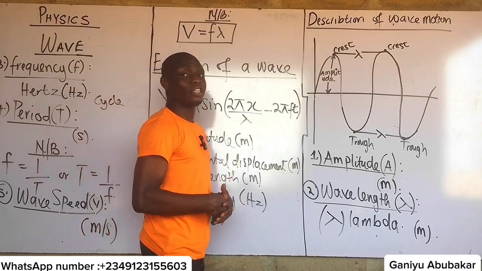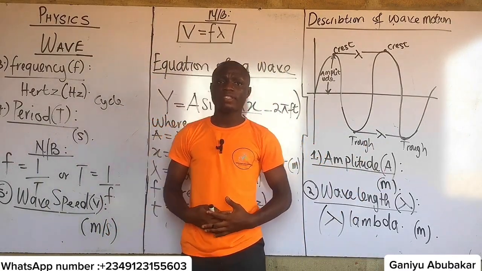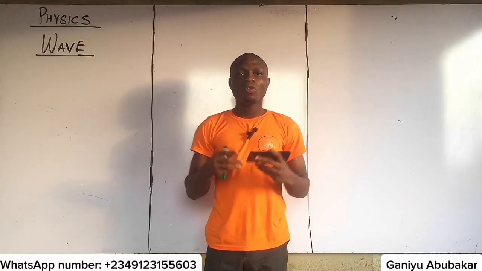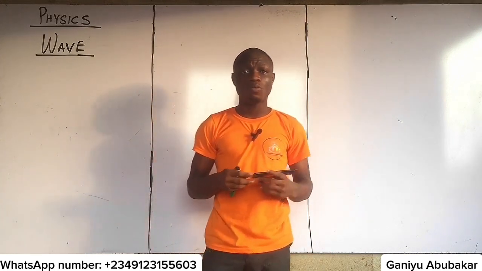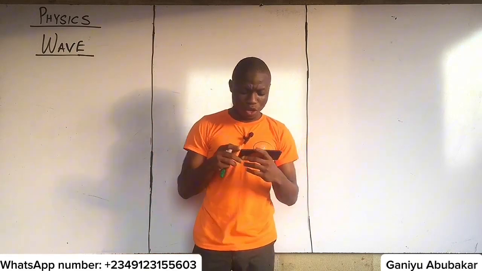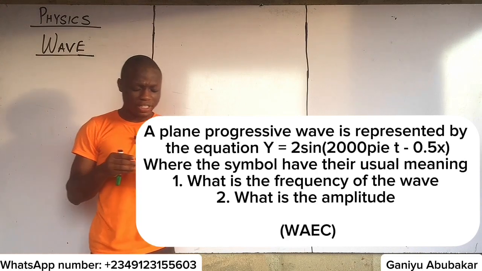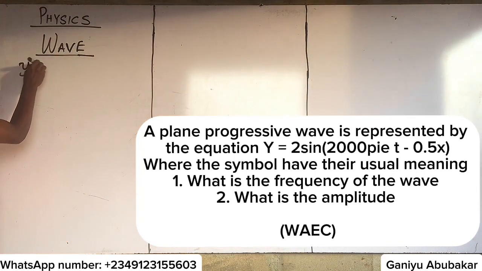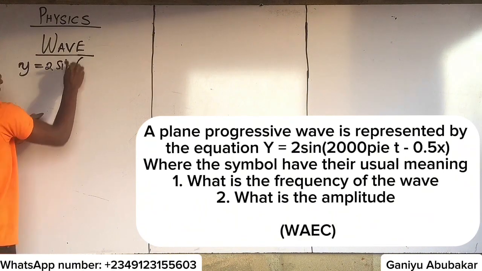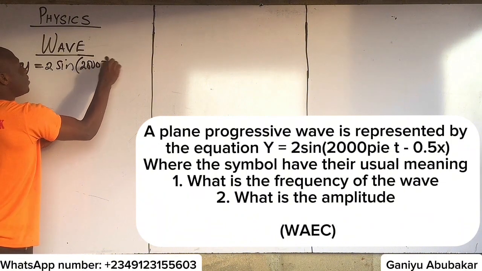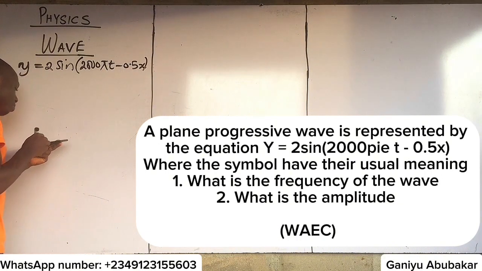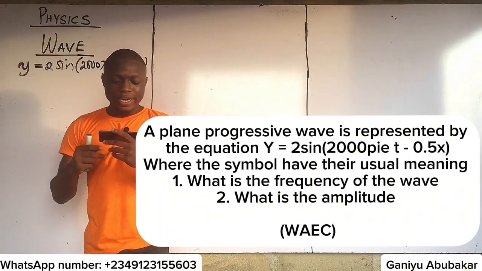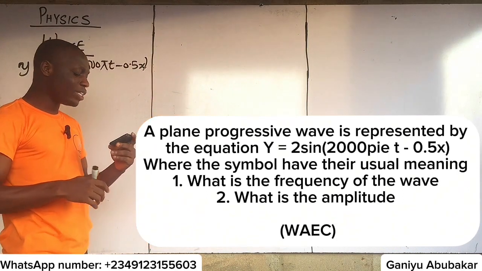All right, let's use all these ideas we have learned from waves to solve JAMB and WAEC past questions. Question 1 says, a plane progressive wave is represented by the equation y is equal to 2 sine into 2000 pi t minus 0.5 x, where the symbols have their usual meaning. Now the question says, what is the frequency of the wave?